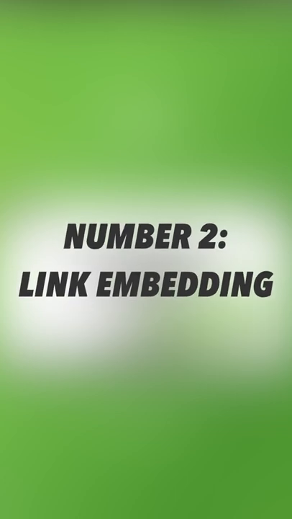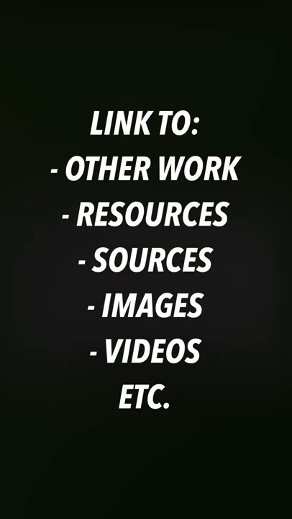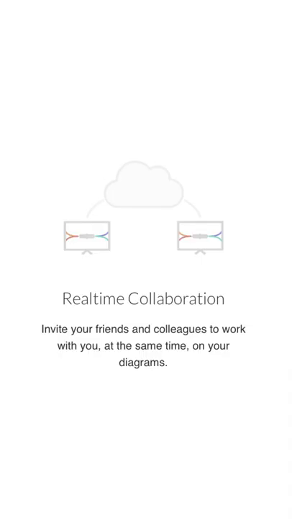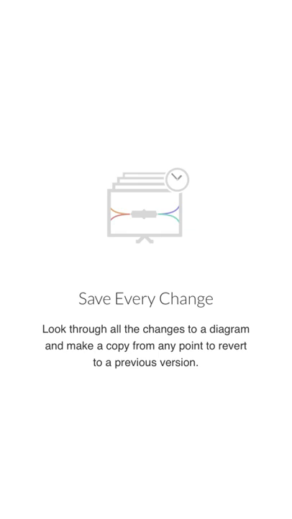You can easily add images, videos, and website links, which can be useful for when linking to other work or resources that you've created. You can also collaborate in real time with people, but similarly to Google Docs, Coggle automatically saves, so you don't have to worry about losing work.